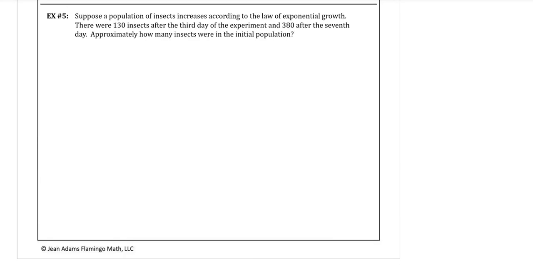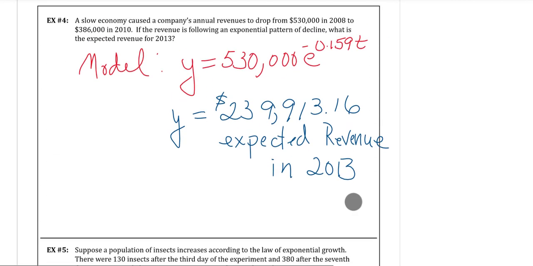All right, here's the answer for number 4. There's the model, and then here is the expected revenue, and this is what happens. 2013 would be a t of 5, because that's the difference between 2008 and 2013.